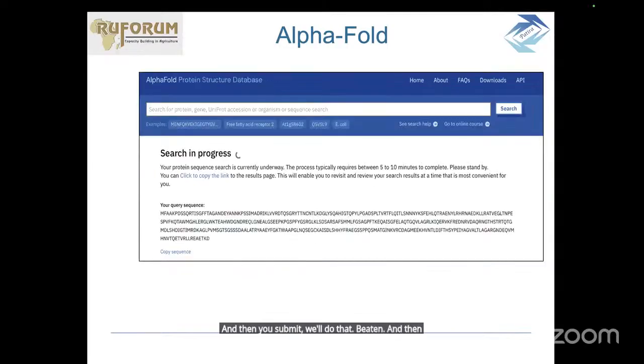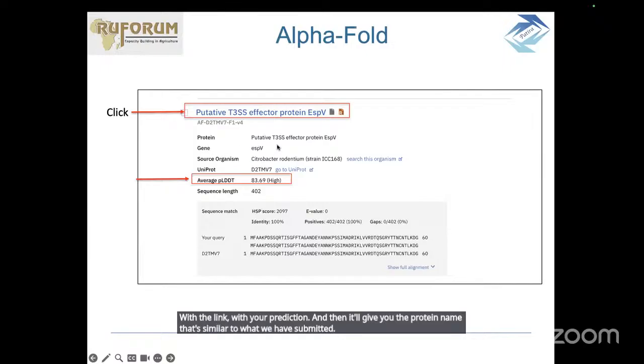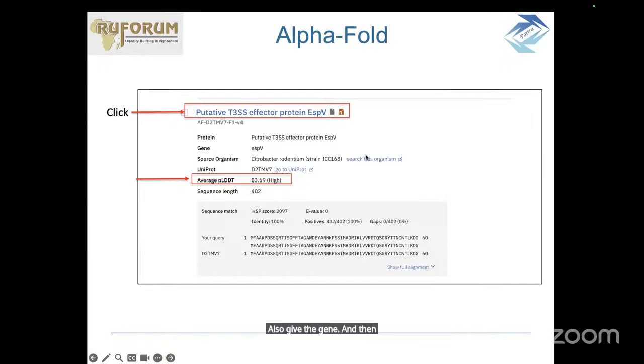And then when it's running, it's going to take from minutes to hours. It depends on your protein, on the protein size, and also on your internet speed. And then when it's done, you get your results back. And this is how it will look. It will give you at the top the link with your prediction. And then it'll give you the protein name that's similar to what you have submitted. It also gives you the gene and the organism. And in UniProt, it will give you the UniProt ID, and it gives you the score.